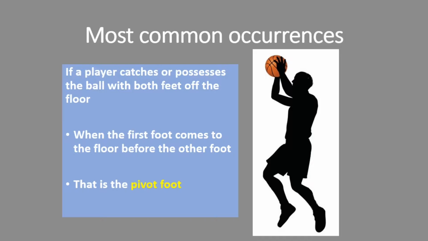If a player catches or possesses the ball with both feet off the floor, when the first foot comes down to the floor and then the other foot comes down, the pivot foot in this case is the first foot that comes to the floor. So if I catch the ball in the air and my left foot comes down, then my right foot comes down, my left foot in this case is the pivot foot.